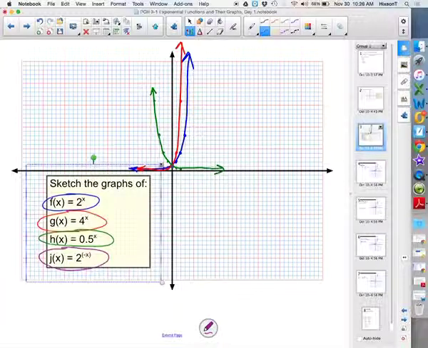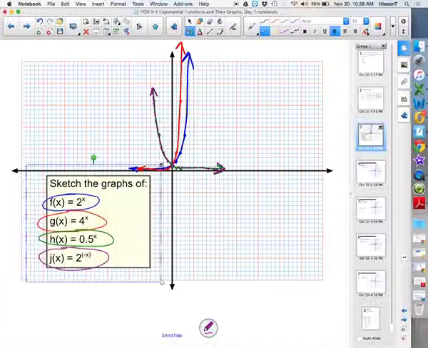So instead of (1, 2), we have (-1, 2). And instead of (2, 4), we have (-2, 4). And what do you know? We actually get the same thing that we got here for 0.5 to the x.